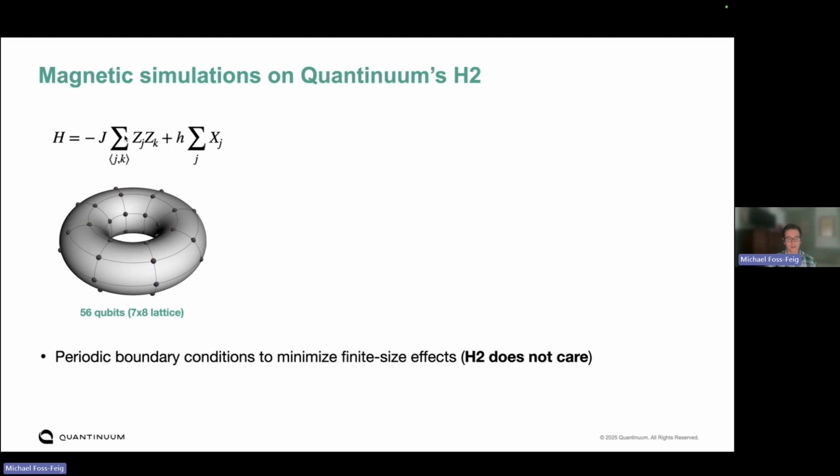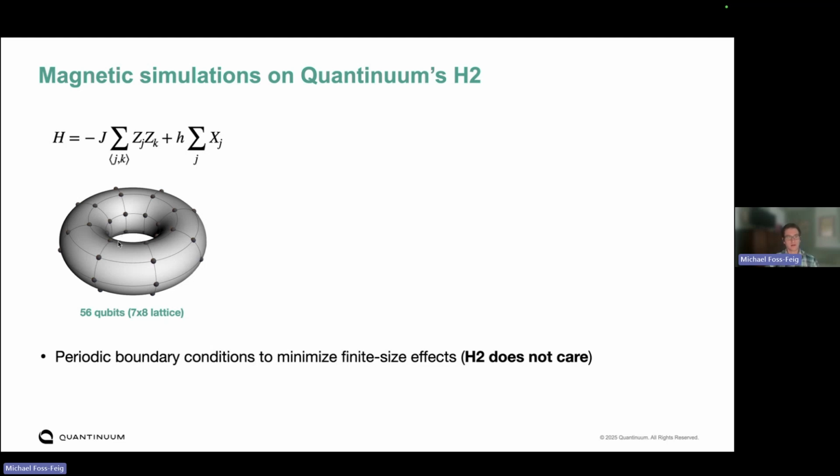And so, what we chose, since we have 56 qubits in H2, we chose to arrange this model on a square lattice that was 7 by 8. 7 by 8 just multiplies nicely into 56. There were actually other technical reasons why we chose a square lattice, but it's not so important right now.